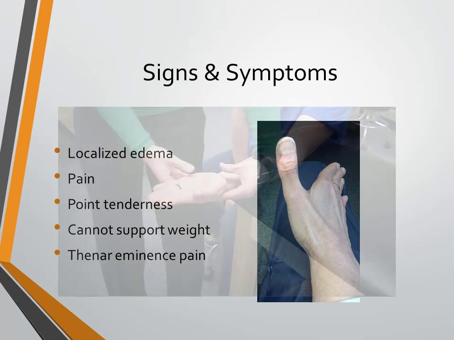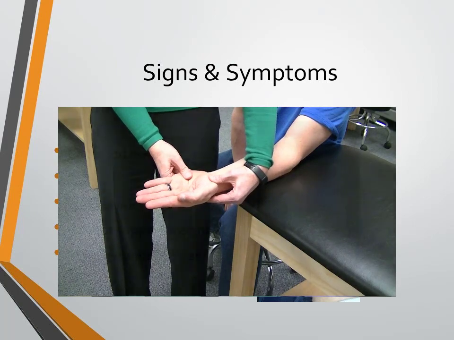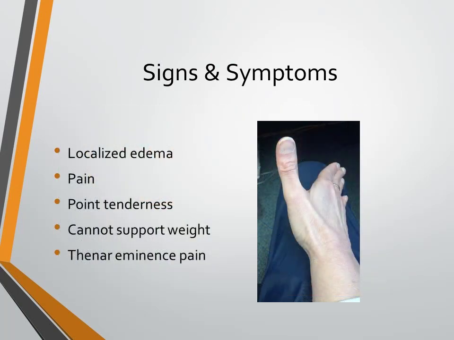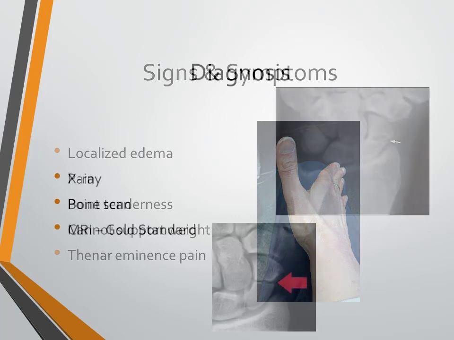There will be anterior pain at the base of the thenar eminence if it is a tubercle fracture. The patient usually cannot support weight on that hand, and shaking hands, turning doorknobs, etc. are very painful and weak.